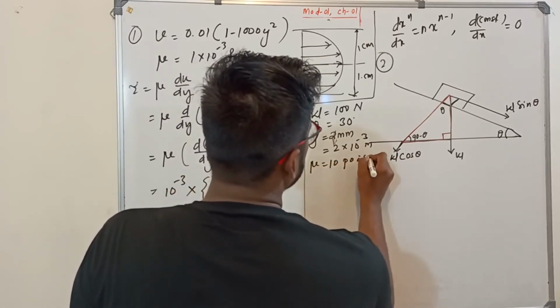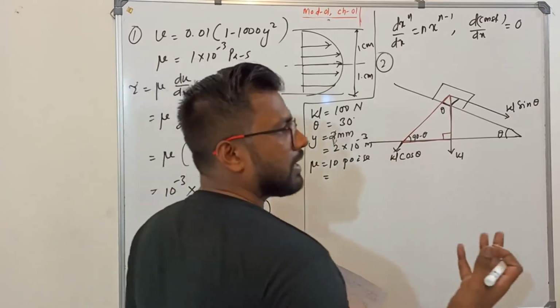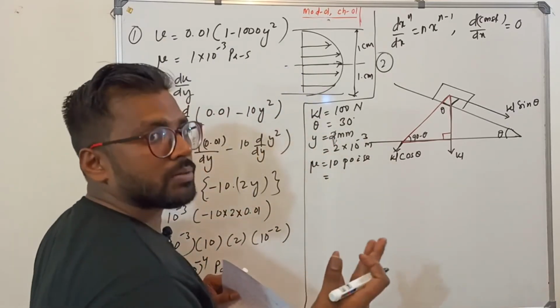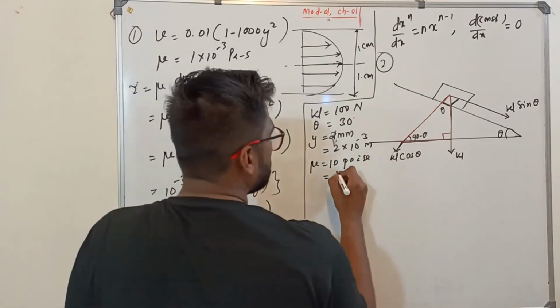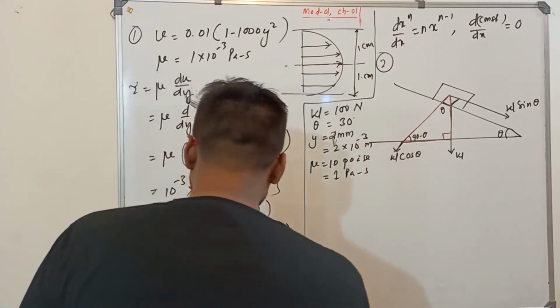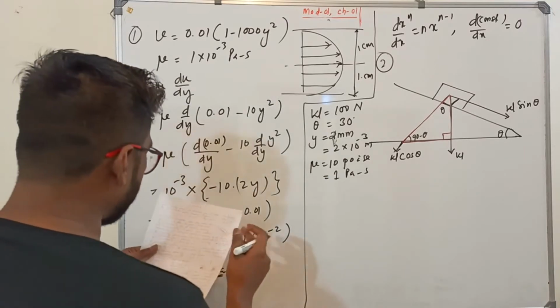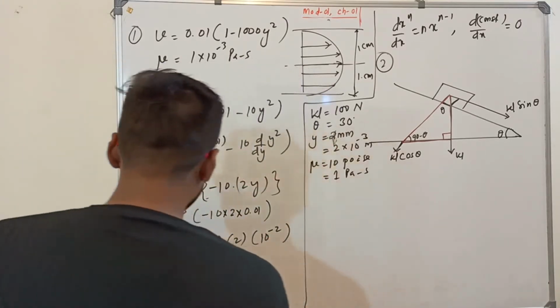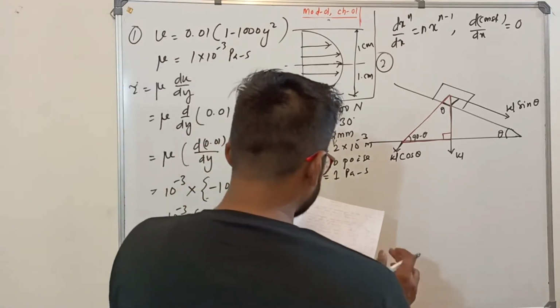10 poise. So 1 Pascal second is how many poise? 10 poise. So this is nothing but 1 Pascal second. Okay. I was just checking the previous answer. The previous answer is correct. So 1 Pascal second.